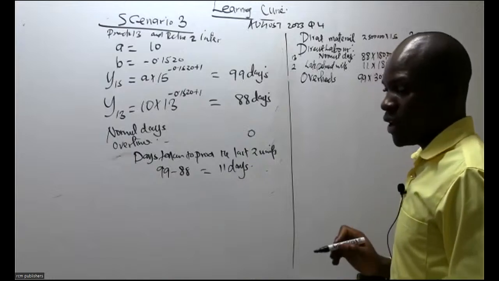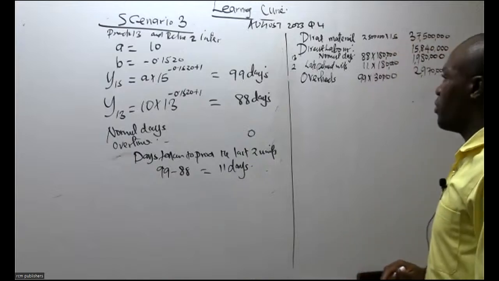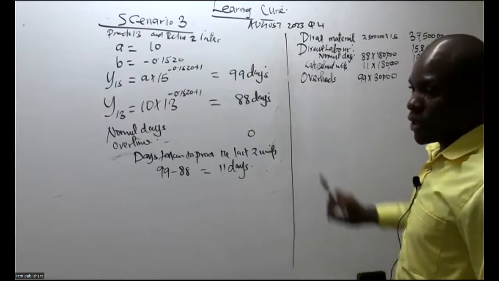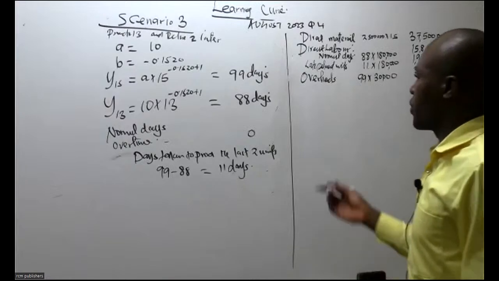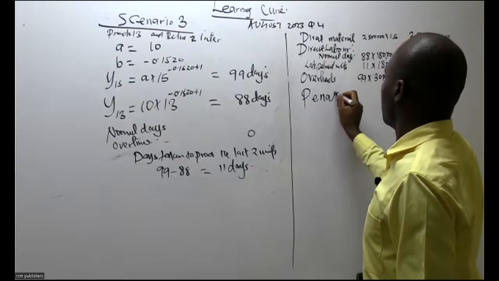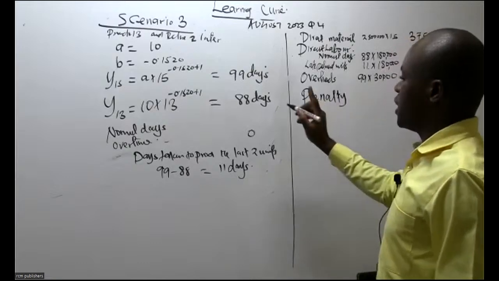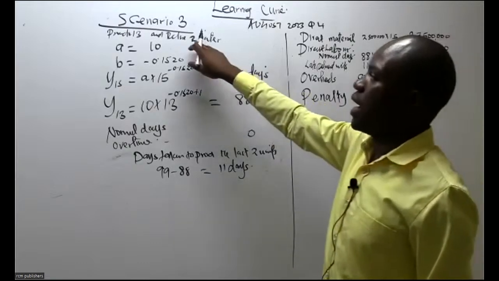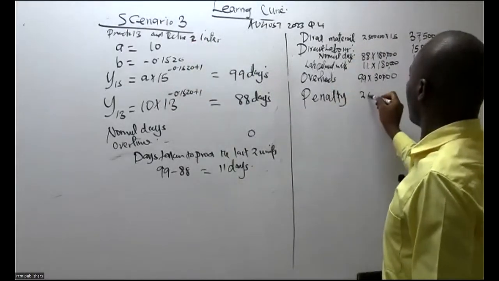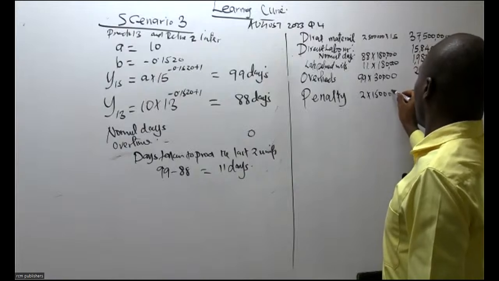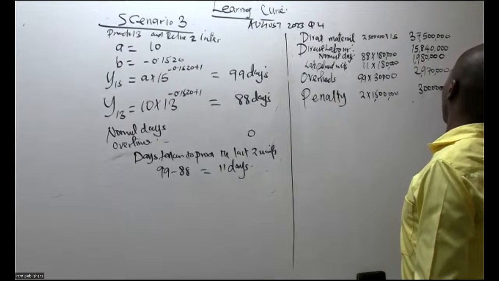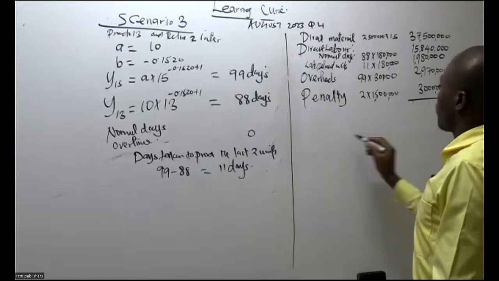Is there anything we are leaving out? Let's see if we are really copying notes or we are following something. Penalty. So we have a penalty here for late delivery. There's a penalty for late delivery and 2 buses were delivered after the deadline. So we have 2 times 1.5 million. That will be 3. They are paying 3 million.